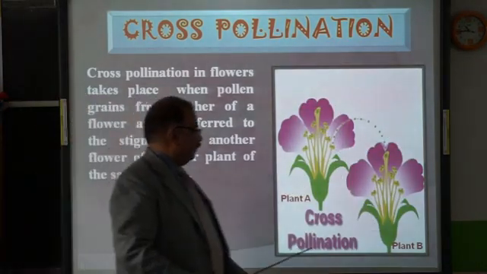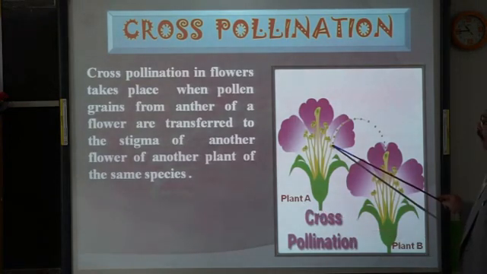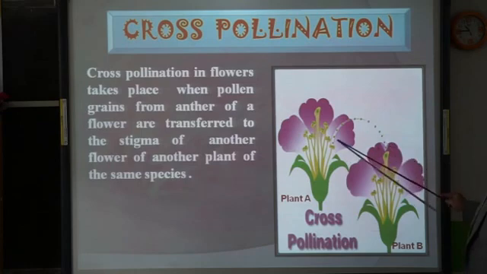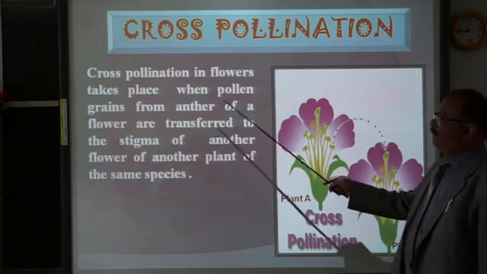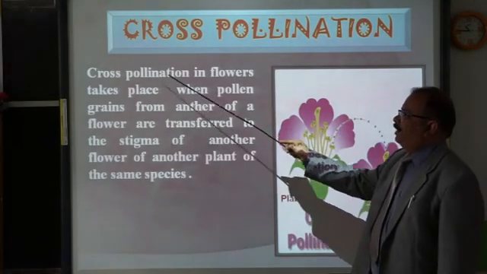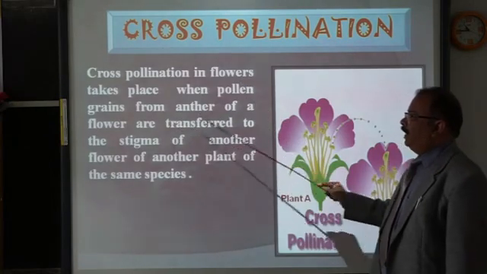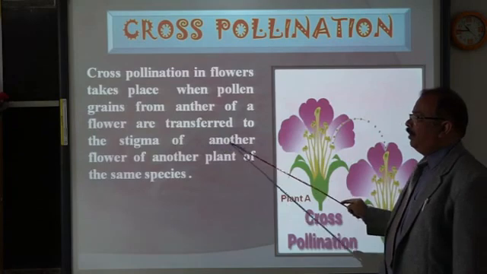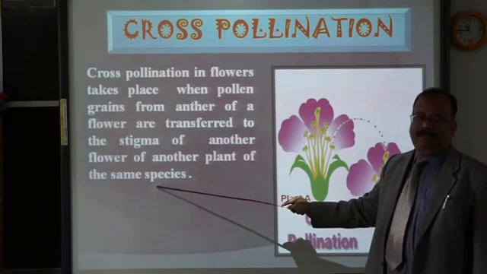Now look at this. This is plant A and this is plant B. So the pollen grains you can see green in color. These pollen grains are transferred from anther to the stigma of another flower of another plant, but of the same species. The same thing is written here. The definition of cross-pollination: cross-pollination in flowers takes place when pollen grains from the anther of a flower are transferred to the stigma of another flower of another plant of the same species.